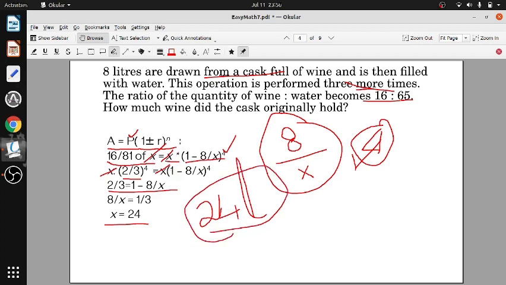We are again employing the compound interest formula. 16 by 81 we get from here. That is the final quantity, the amount. The initial quantity is X liters, and the fractional change is 8 by X, 8 liters out of X liters, and the number of times the operation is done is 4. So write this also as a power of 4, cancel the power 4 and power 4, and you get X equal to 24, 24 liters being the original capacity of the cask.